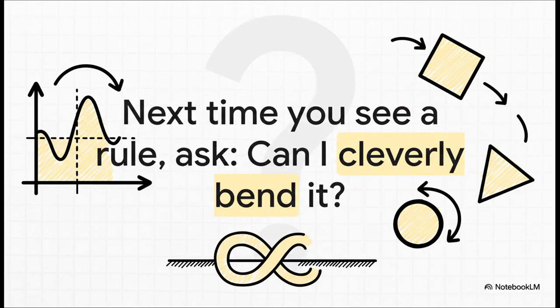And that really brings us to a bigger idea, doesn't it? We saw a rule that said, no, this function can't have an inverse. But by thinking a little differently, by changing our perspective, we found a way to make it work. So the next time you're stuck on a problem and hit a rule that seems like a total dead end, just ask yourself, is there a clever way to bend this rule?